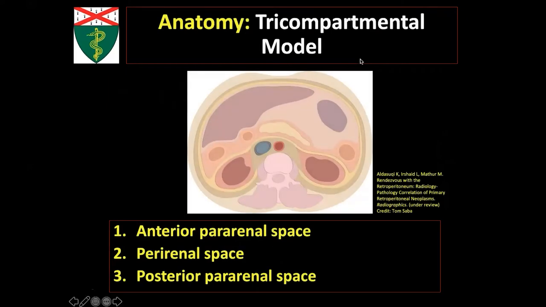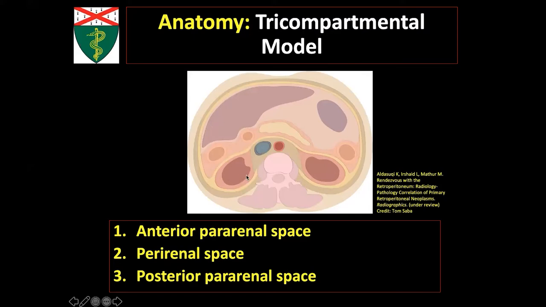All right, so first objective is to talk about anatomy. And so the anatomy of the retroperitoneum is really built around this tricompartmental model. And this has sort of been established at least since the 1960s, and it's a great model to explain sort of how the different components fit into the retroperitoneum. And it's really built around what I like to call the flagship organ of the retroperitoneum, which is the kidney. And you can see the kidneys over here in this schematic.